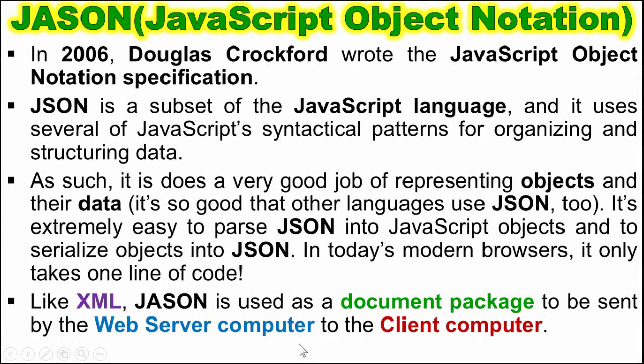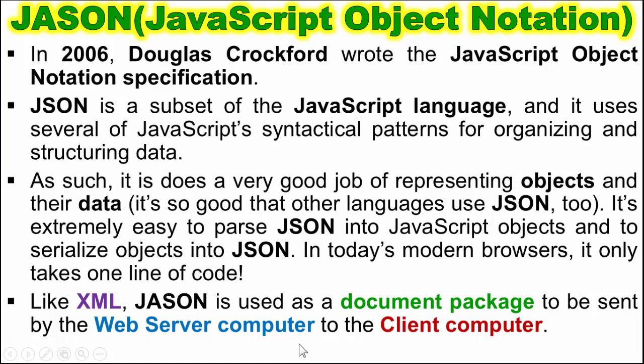This is my lecture on our laboratory subject of IT 125, Systems Integration and Architecture 1. Let us learn JSON, or JavaScript Object Notation. In 2006, Douglas Crockford wrote the JavaScript Object Notation specification.